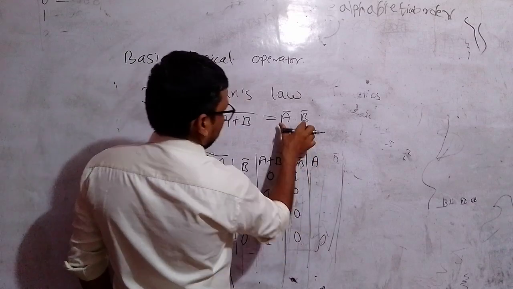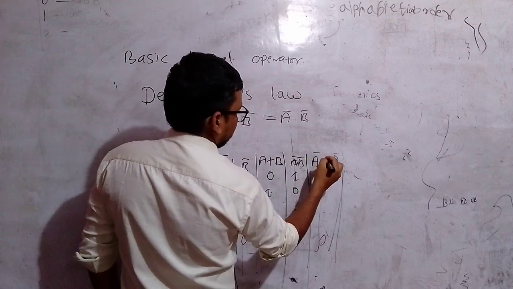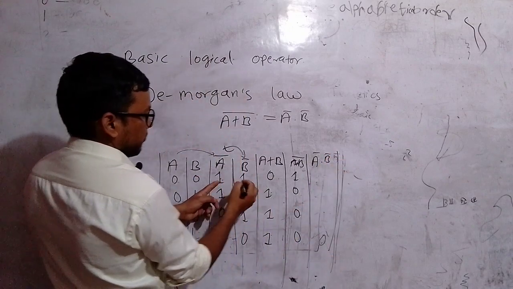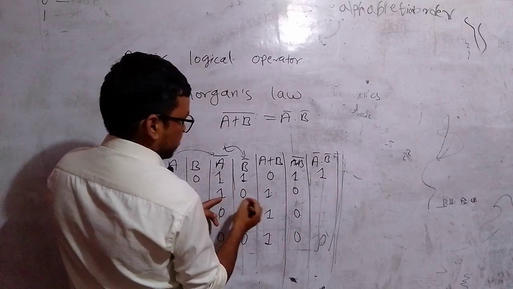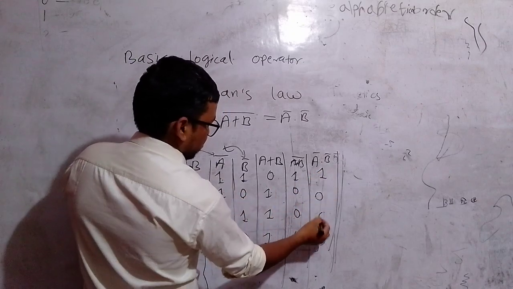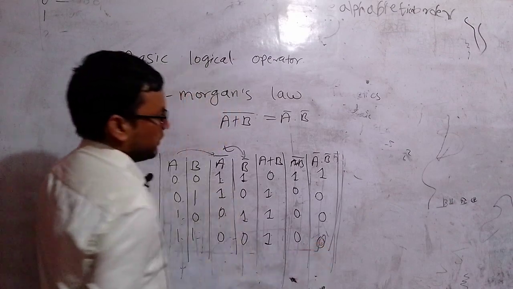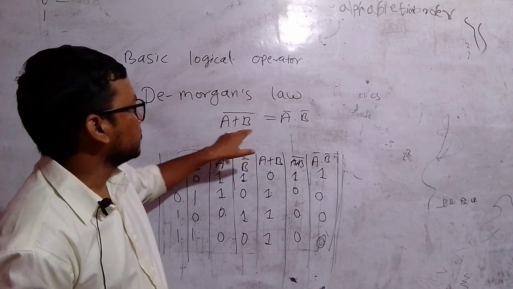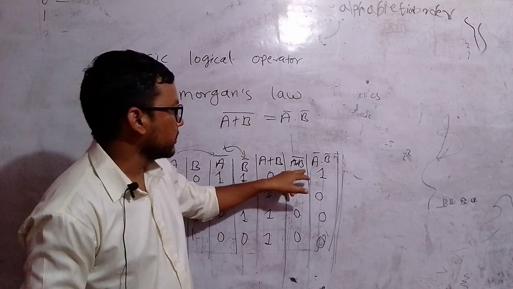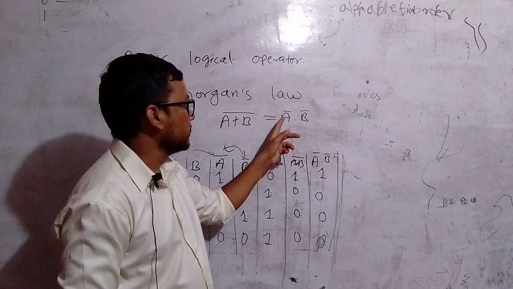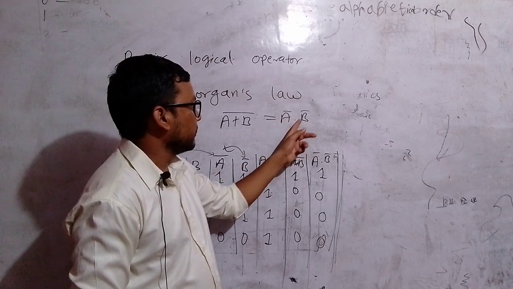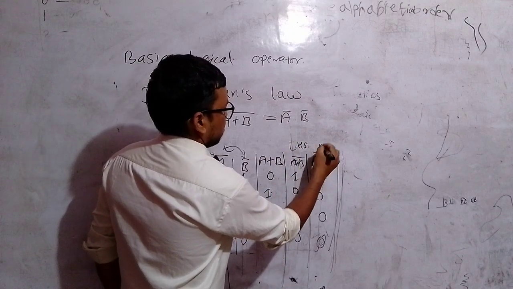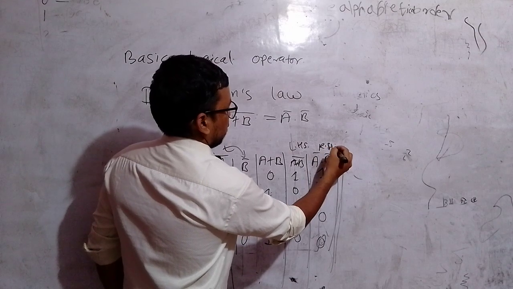Now another terminology is also left, A complement dot B complement. This is the AND operation between these two. 1 dot 1 produces 1, 1 dot 0 produces 0, 0 dot 1 produces 0, 0 dot 0 produces 0. Now in this expression, our left hand side terminology is A plus B complement, and the right hand side terminology is A complement dot B complement. This is LHS, this is RHS.